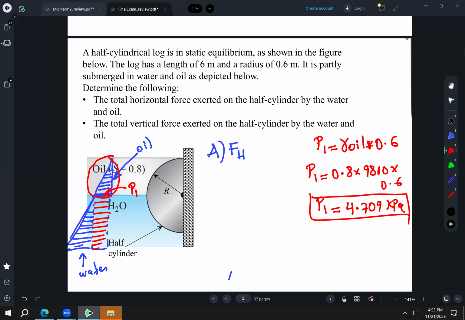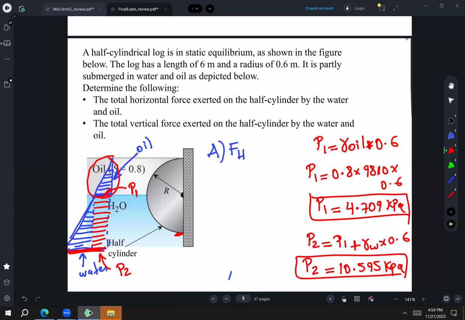And of course, we can also get the total pressure here, the total pressure at the bottom at this point. We can call this pressure 2, and pressure 2 will be equal to the pressure 1, which is the rectangle here, plus the pressure due to the water. So that's going to be gamma of water times 0.6. If we plug in values, pressure 2 will be equal to 10.595 kilopascals.